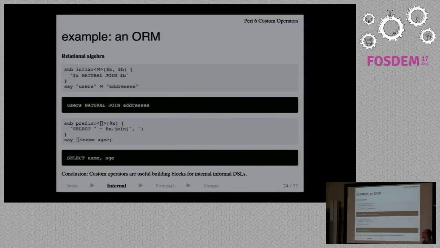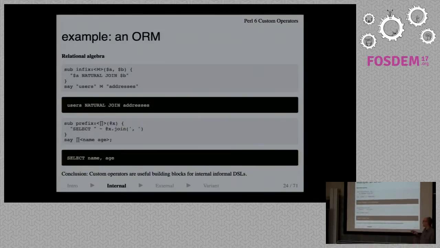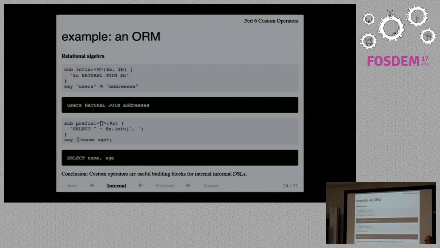So, for instance, we could have the infix bow tie operator make a natural join, and then you could say users join addresses like that. And in fact, you wouldn't be making up something new because there's already precedent for the way these operators behave. You could do the same thing with the projection operator, turn it into a select. So project name and age would turn that into a select statement. The conclusion of this section is that custom operators are very cool, and when you're making a subset of a language into a DSL, they are a good way to do that in Perl 6.